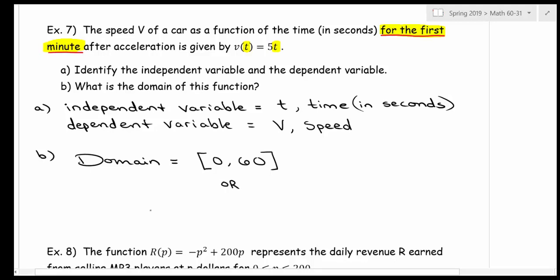I can also represent this in set builder notation by saying the set of all t such that, remember we're going to put our smaller number first, 0 is less than or equal to t, and t is less than or equal to 60. Okay.